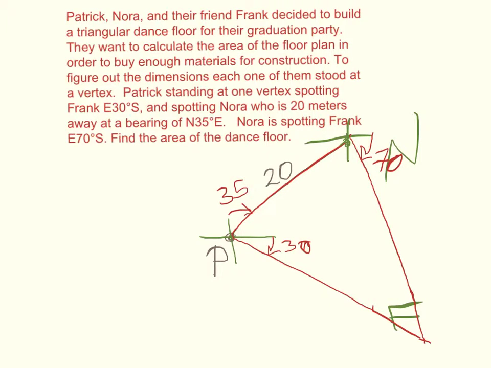So now we have all of the givens in our picture. Patrick is spotting Frank east 30 south, and he's also spotting Nora north 35 degrees east, and Nora is spotting Frank, so she's seeing Frank east 70 south, and now we need the area of this dance floor. So we're going to clean up our picture and see what we can do.